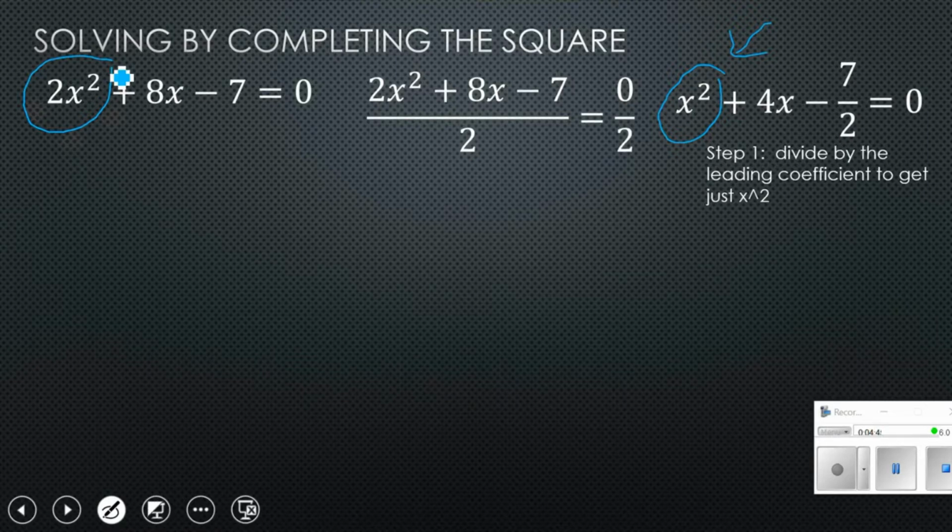But if you have a number next to x squared other than 1, make sure you are following this first step. Divide by the leading coefficient to get just x squared. So I've divided everything by 2 in this case.